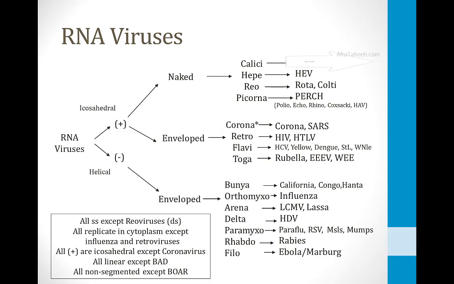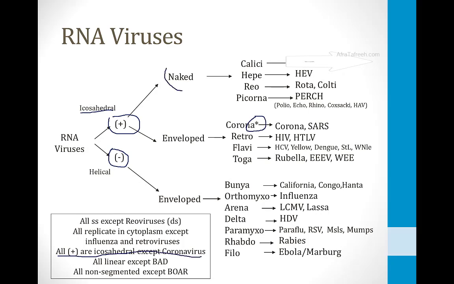I've written all the names of the RNA viruses on this slide. This is a much bigger group than the DNA viruses, and these ones are much harder to keep straight because there are lots of exceptions to all the rules of thumb about their structure and how they replicate. At the top, I've listed all the positive sense RNA viruses, and at the bottom, the negative sense RNA viruses. All the positive sense RNA viruses have an icosahedral capsid except for coronavirus. That's why it has this little asterisk here. I've also written that here down at the bottom of the screen.